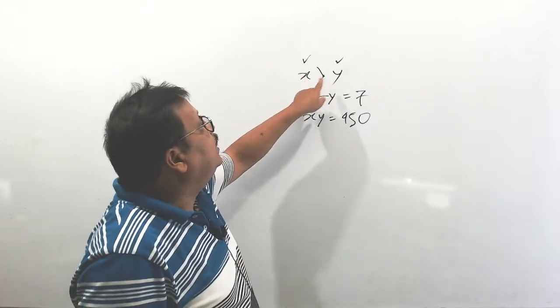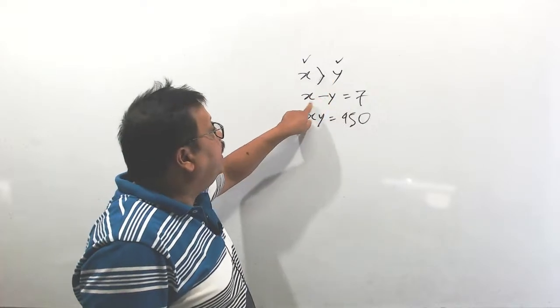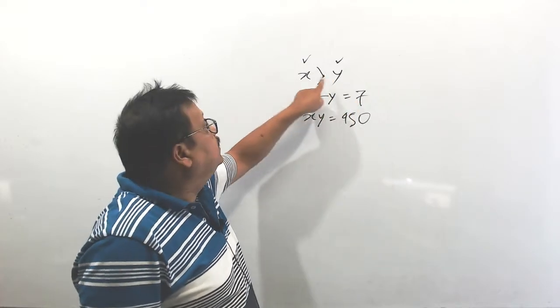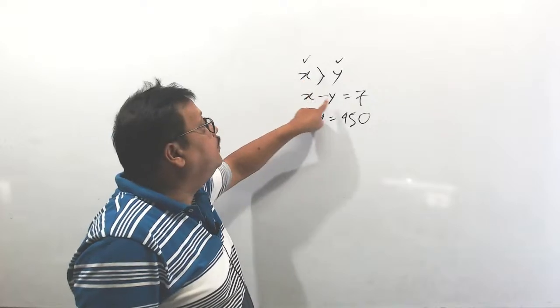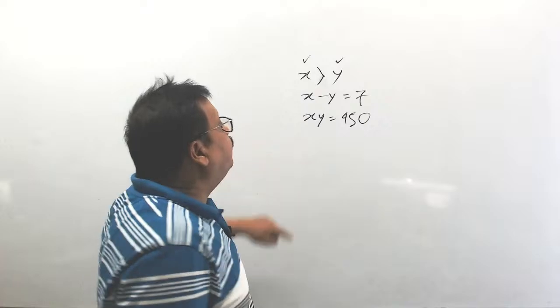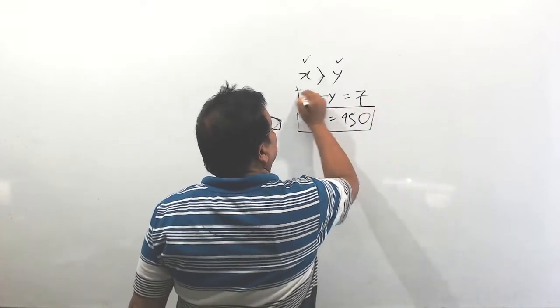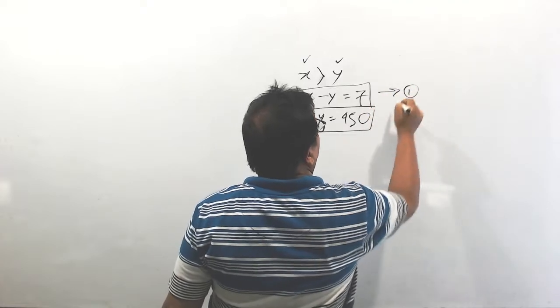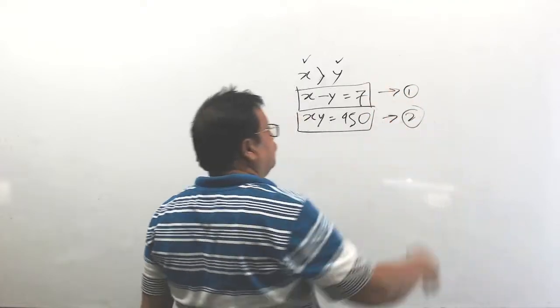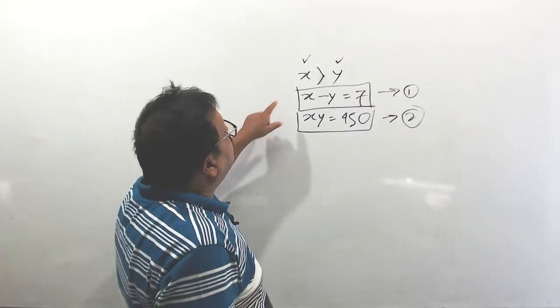See, these are the two natural numbers according to the given statement story, and assume that x is greater than y. And the difference is 7. Since x is greater than y, the difference of course will be positive. Understood? And the product is given 450. These two conditions we got. Say it is number 1 and this is number 2. Now solve these two.